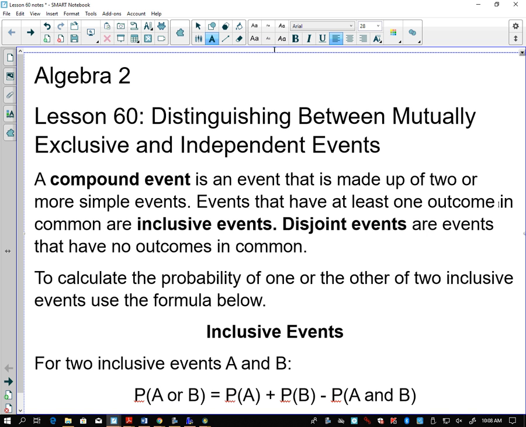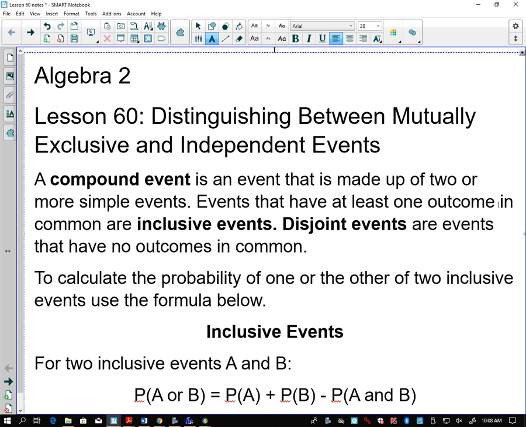But if I roll a dice and flip a coin, are those inclusive or disjoint? Is flipping a coin and rolling a dice ever going to get the same thing? They're disjoint, right? Disjoint events are events that have no outcomes in common. They're not at all the same thing.